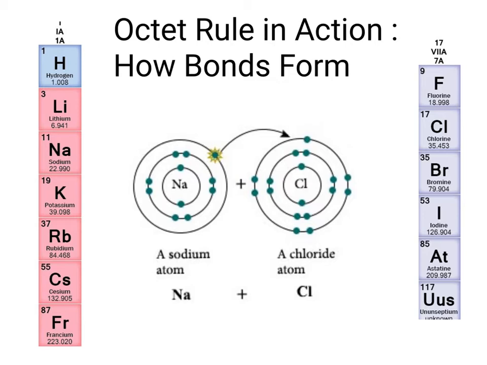Sodium then becomes a positive ion, and chlorine becomes a negative ion. These two ions are attracted to one another because of the opposites of their charge. This forms an ionic bond.